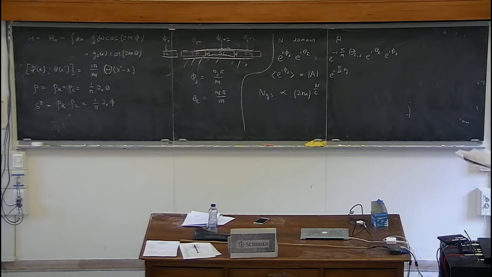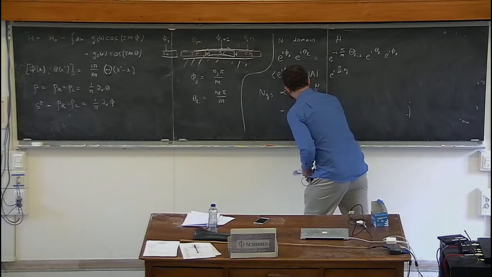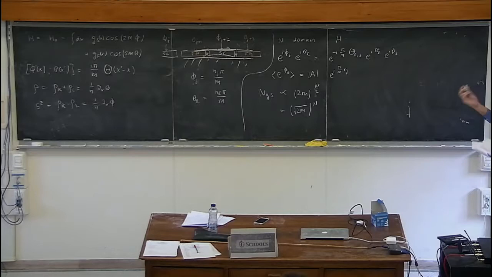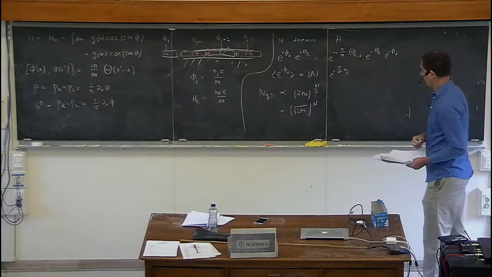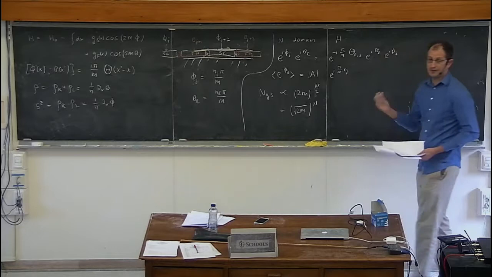Okay, so this is square root of 2m to the power of n, to the power of the number of domains, or to the power of the number of interfaces between domains. Okay, so every one of these interfaces is going to have some sort of zero mode, and each zero mode is going to contribute a factor of square root of 2m to the ground state degeneracy.